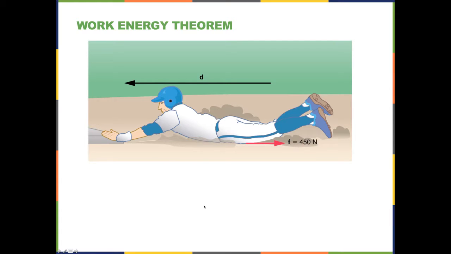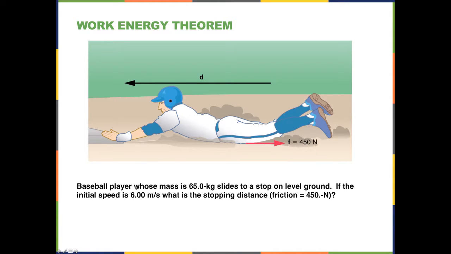Here's another example. We've got a guy sliding. His displacement is this way. He is being resisted as he slides on the ground here by a friction force of 450 newtons. A baseball player whose mass is 65 kilos slides to a stop on level ground. If the initial speed is 6 meters per second squared, what is the stopping distance?